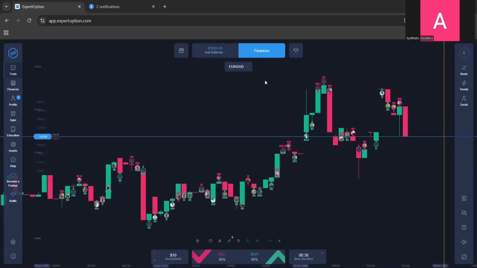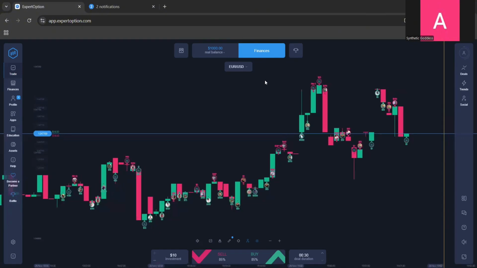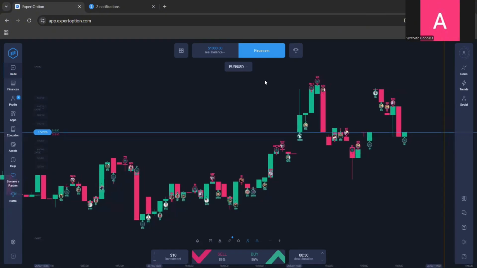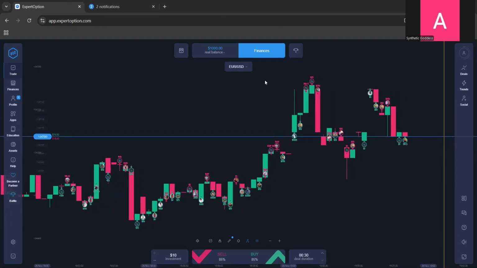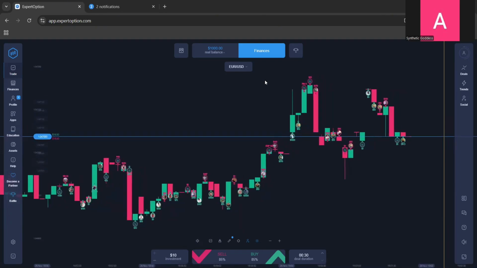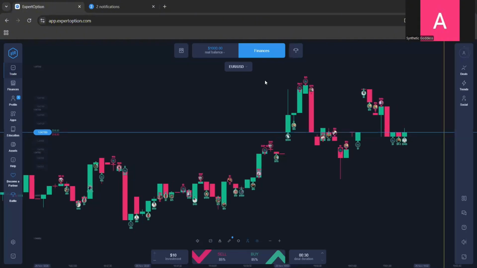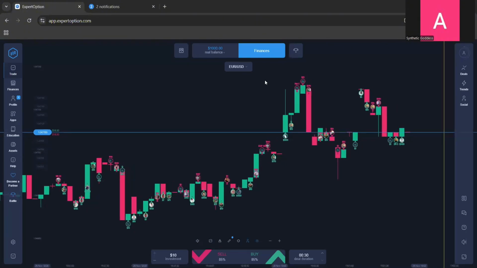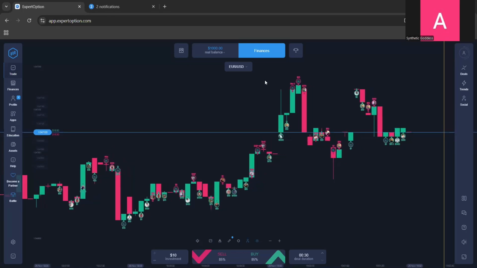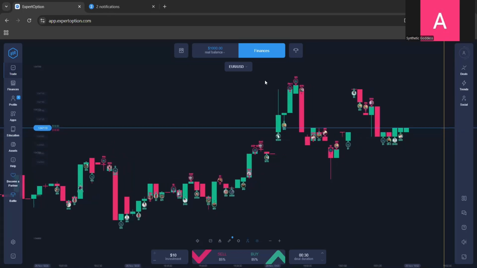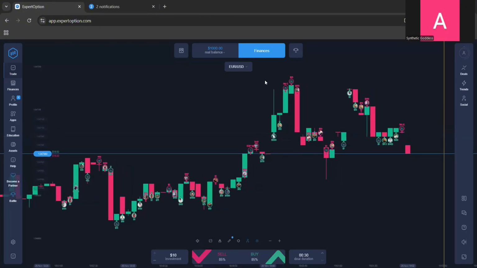Now, when we talk about the Expert Option trading platform, it's actually a platform just like Deriv, just like Exness and all those brokers that you know. However, they have rules for themselves, meaning that they have their own personal trading platform. And if you're new to trading, let me just break it down for you.